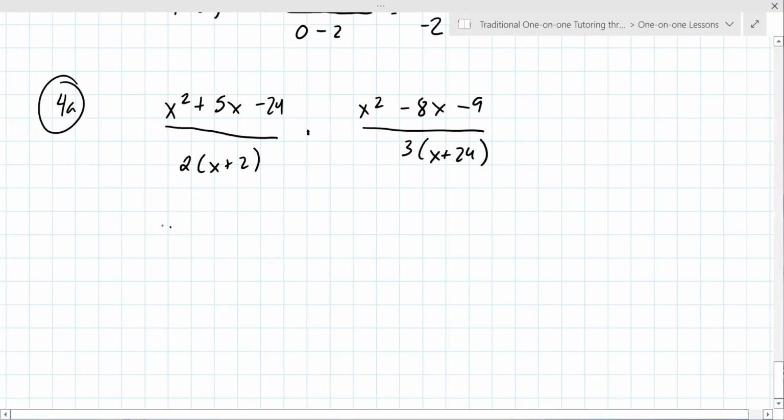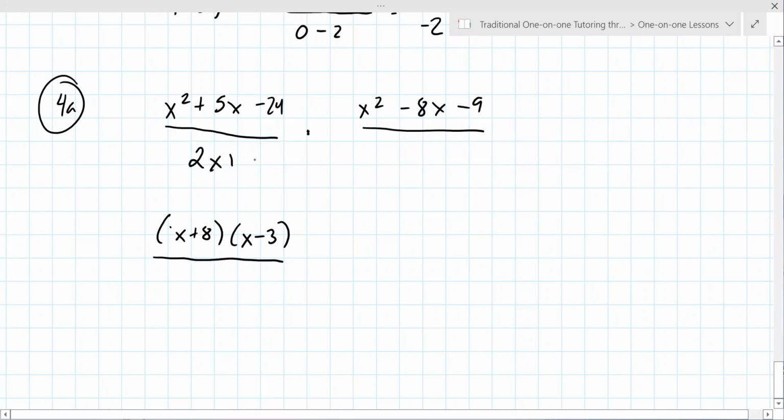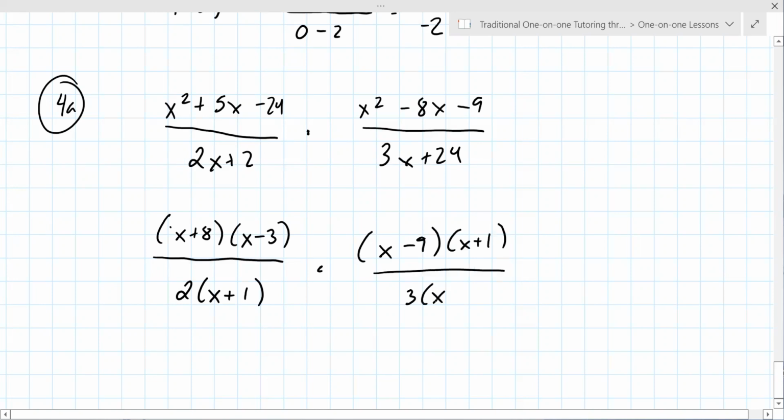All right, so let's look at this again. So it's x plus 8, x minus 3. Oh, I didn't factor this correctly. It's 2 times x. I'm sorry, that's not right. All right, 2x plus 2. I can't even write the problem down. I'd definitely get a 1 on this problem with your instructor. All right, x minus 9, x plus 1, 3 times x plus 8.